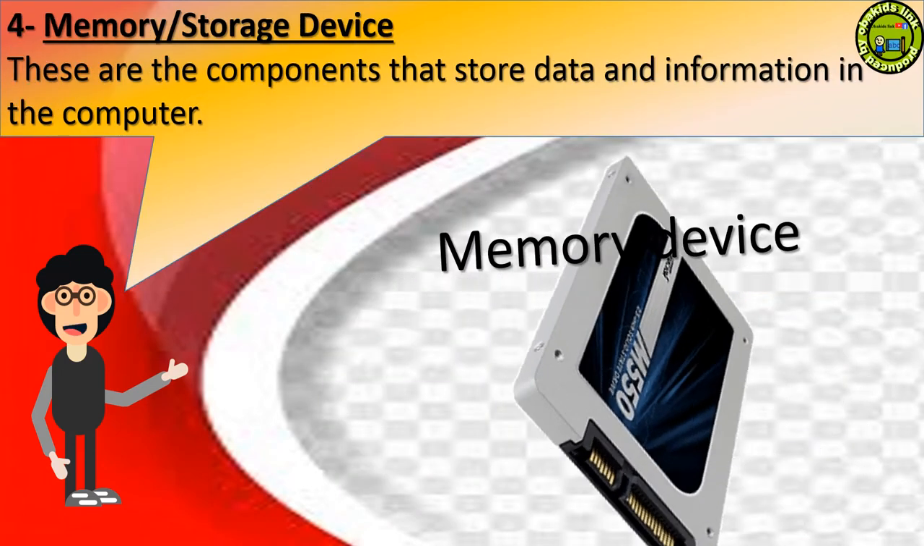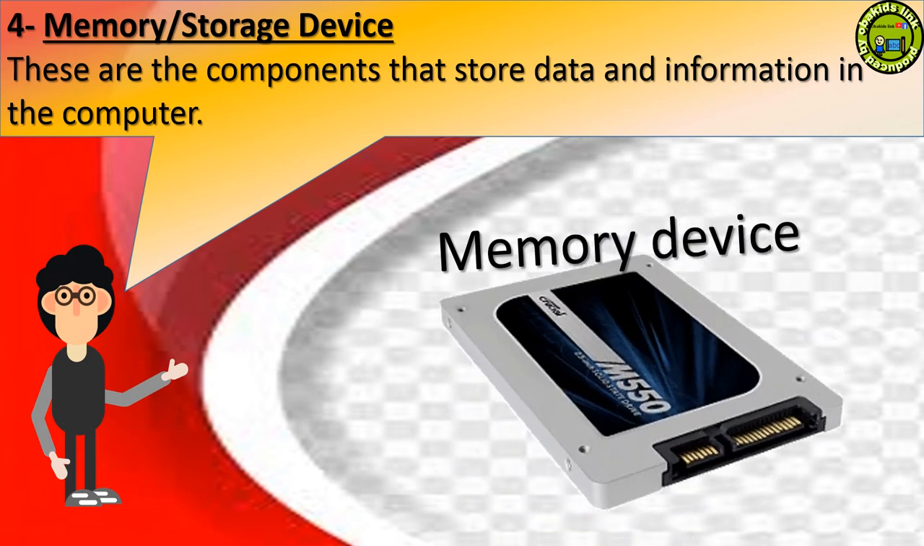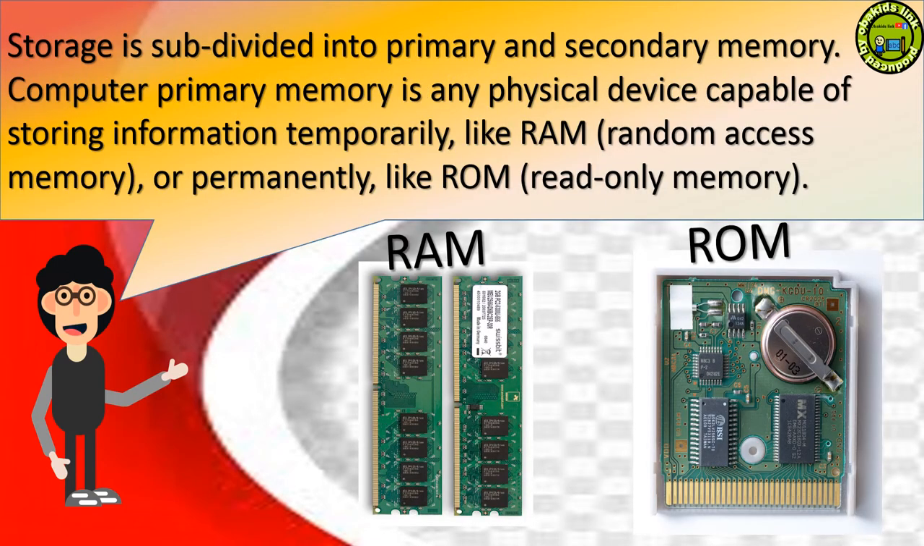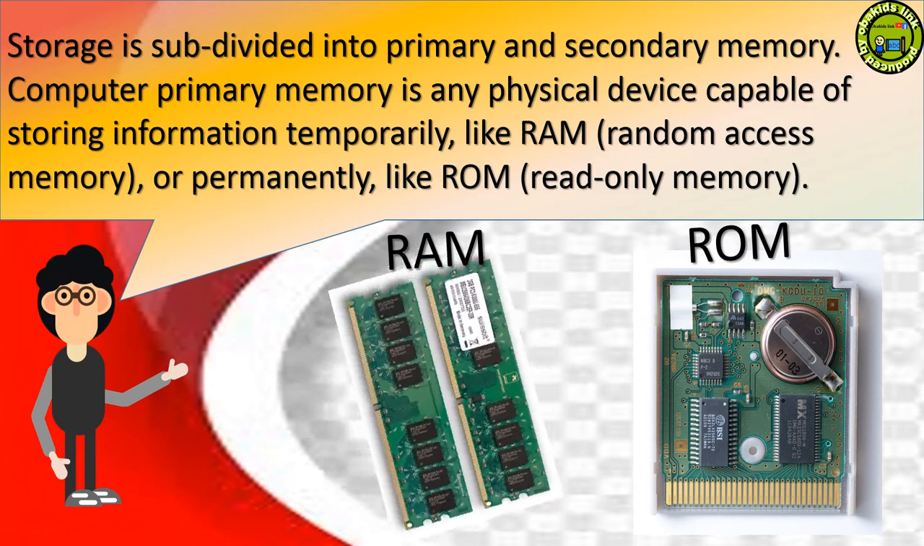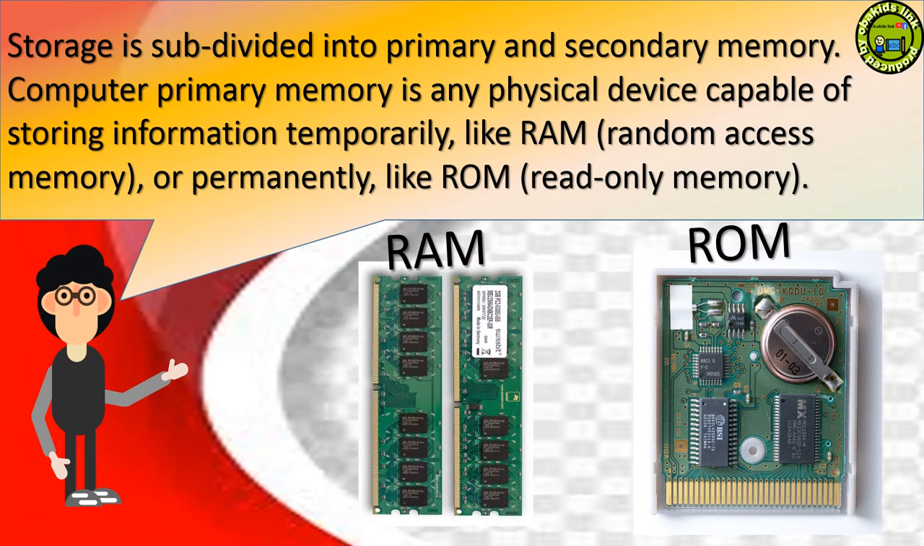4. Memory/storage devices. These are the components that store data and information in the computer. Storage is subdivided into primary and secondary memory. Computer primary memory is any physical device capable of storing information temporarily, like RAM, random access memory, or permanently, like ROM, read-only memory.